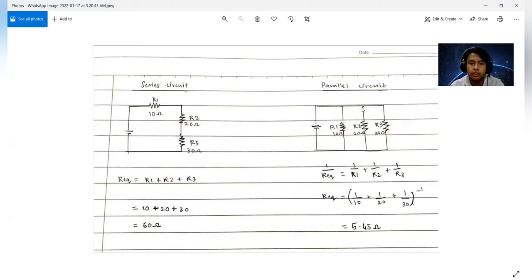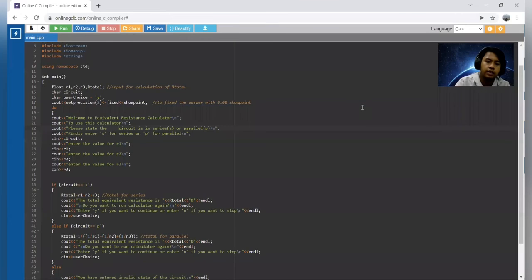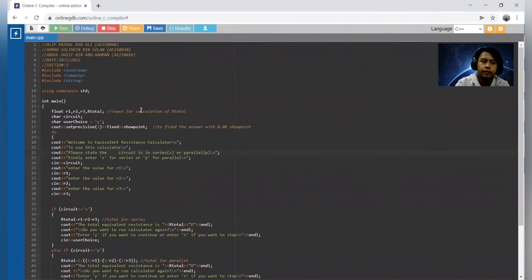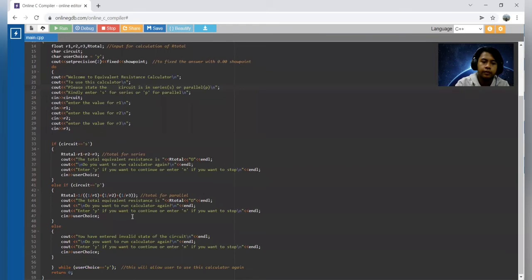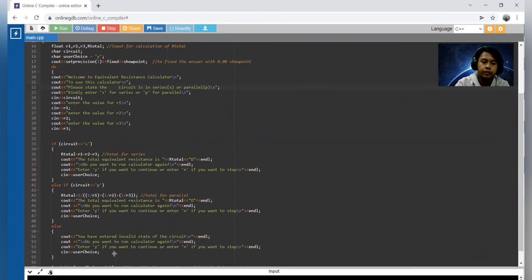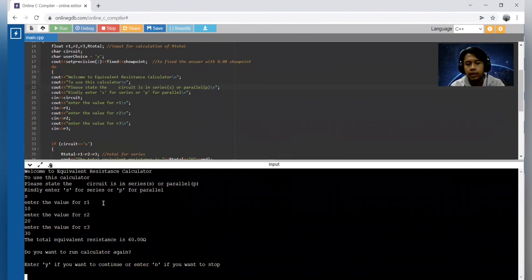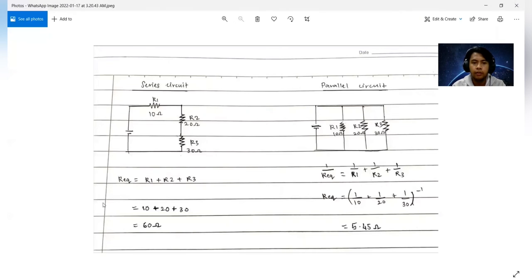So I will run this coding. I will put S for series circuit, and then the value for R1 is 10, R2 is 20, and R3 is 30. And then we will get the answer 60 ohm, which is the same as my calculation. So I have proof.